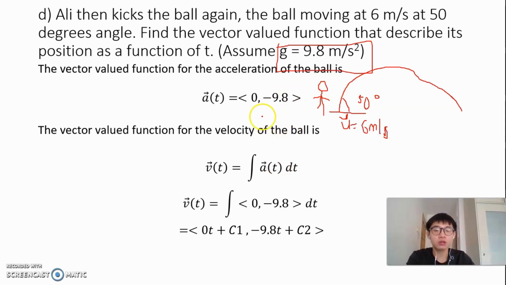Basically the question has already given us the information for acceleration. So first we are going to construct the vector valued function for acceleration. Before I start the explanation, just a reminder: to find the position vector valued function from the acceleration equation, we have to integrate the acceleration.